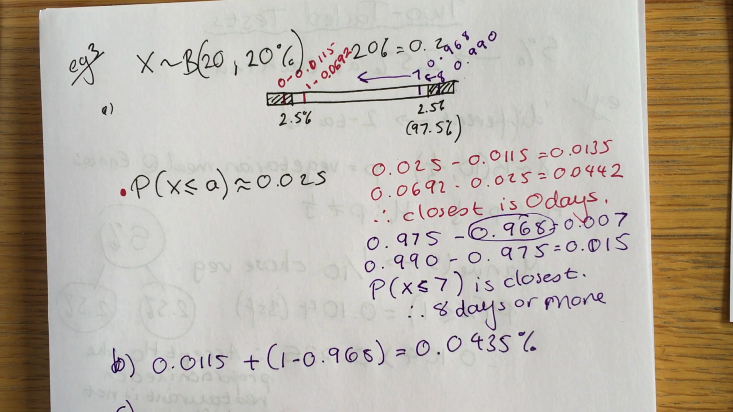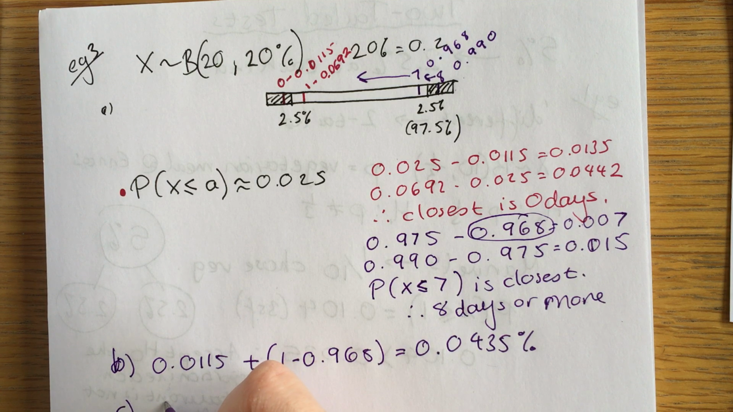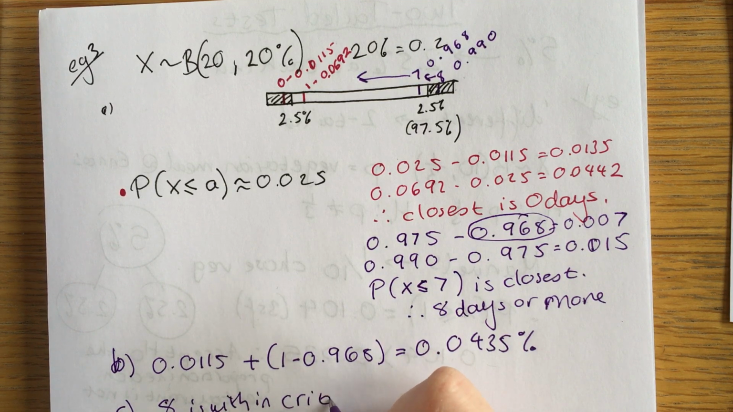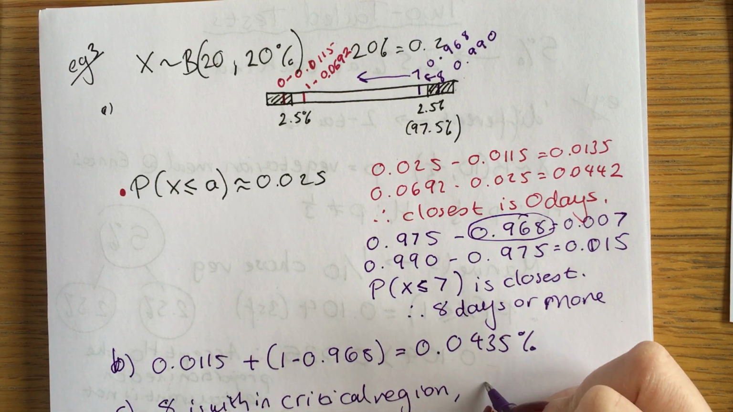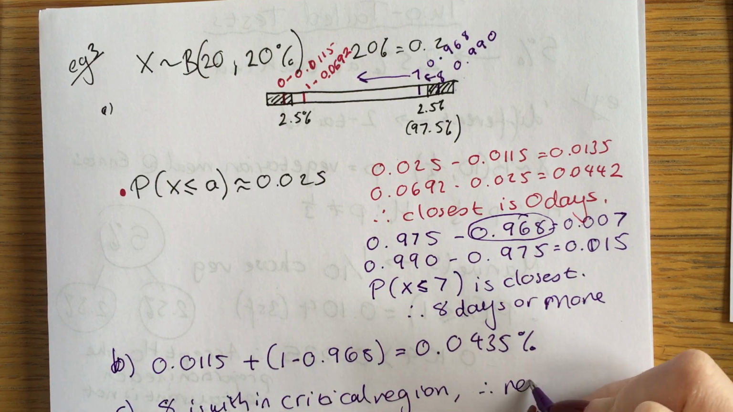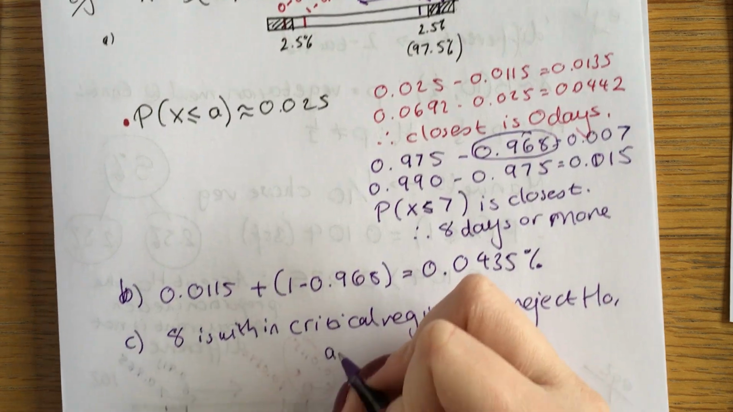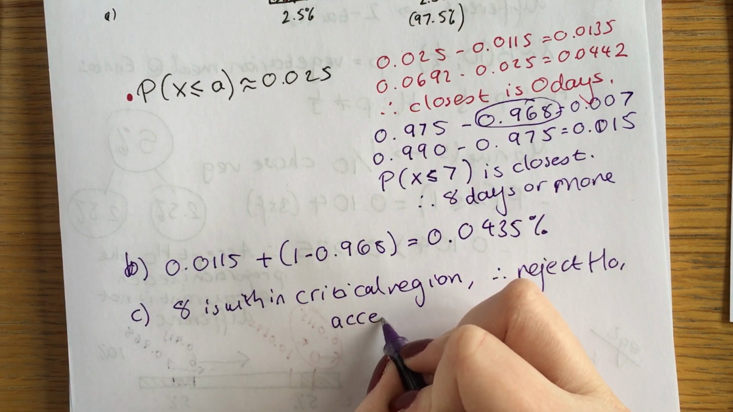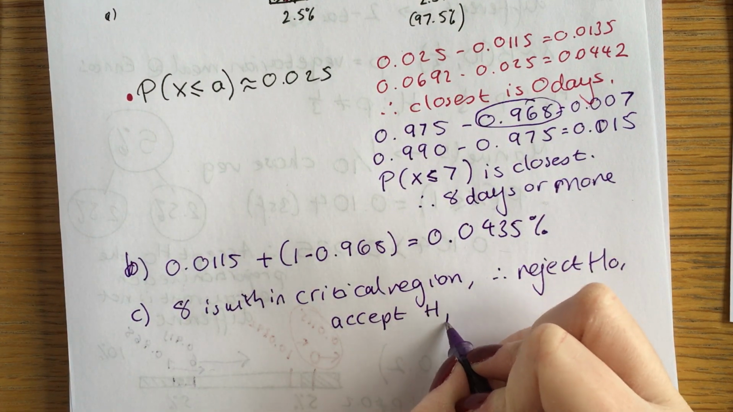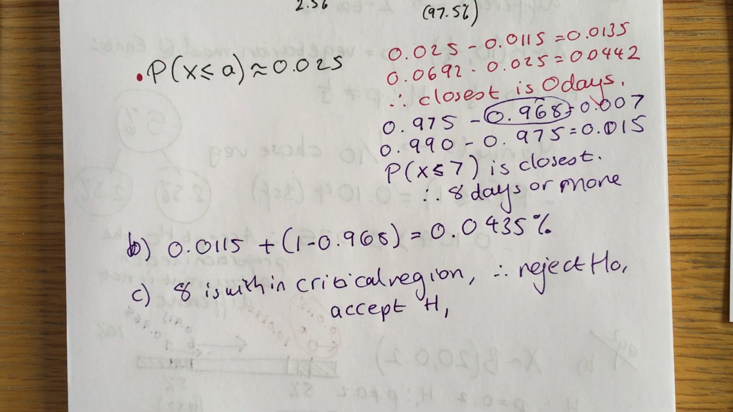Comment on this finding in light of your critical region. 8 is the cutoff, it's the beginning of our critical region. So 8 is within our critical region. So therefore we're going to reject the null hypothesis and accept the alternate. Oh, I realised I didn't set up my hypotheses.